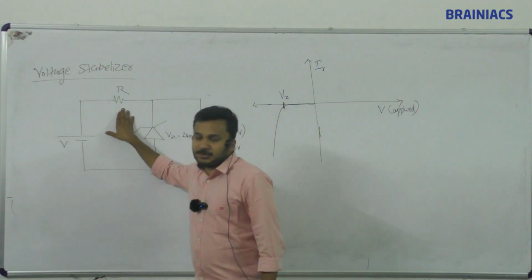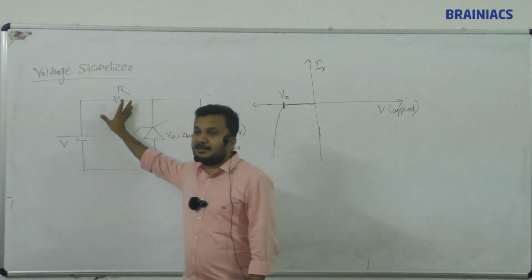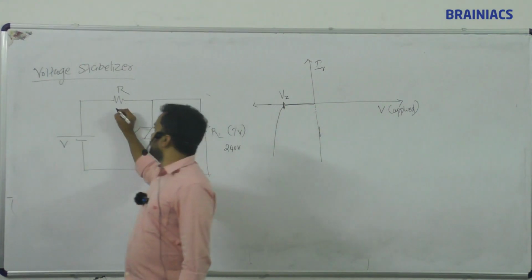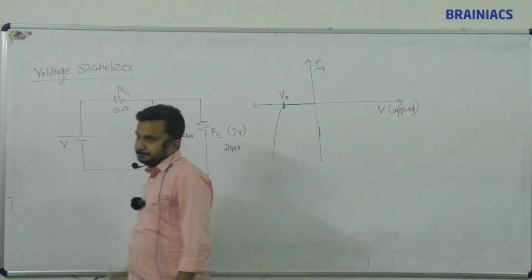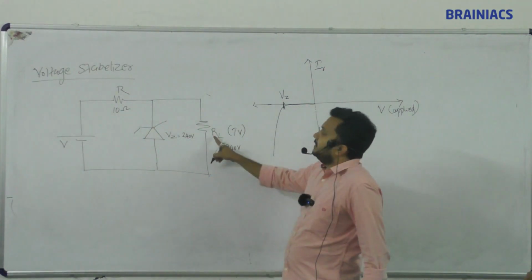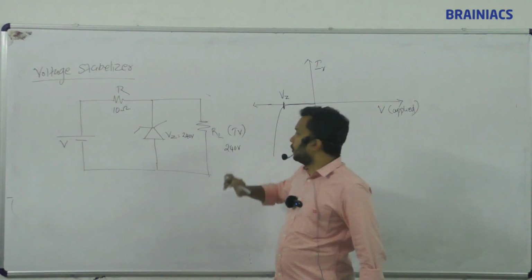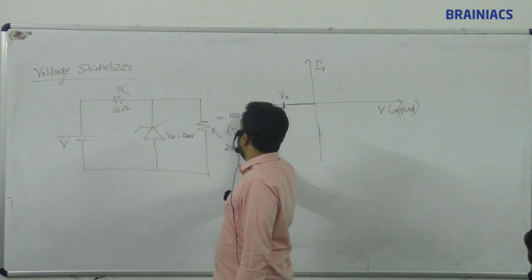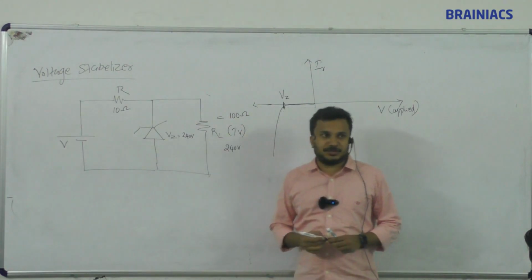240 volt you connected. This resistance you can choose whatever you want. This is just a current limiting resistance. You can choose any value. Suppose I am using 10 ohm, for example. This is the TV, the total resistance. Suppose I am assuming the resistance of the TV is equal to 100 ohm. Anything, you can choose anything.